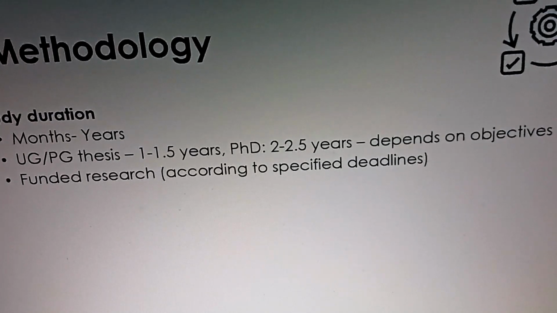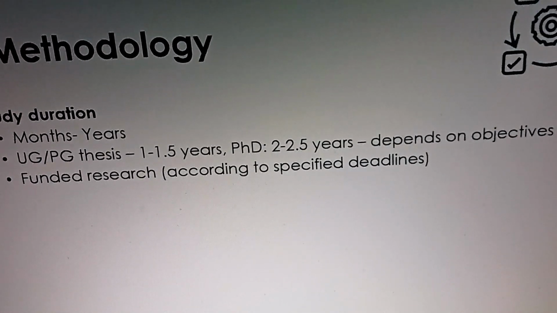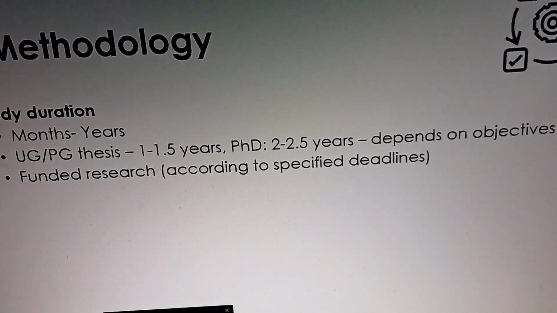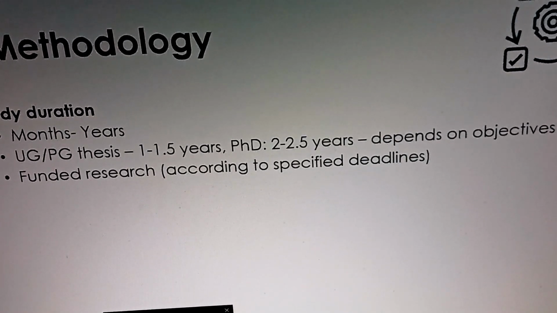and it can vary from months to years depending on the study design and methodology you are proposing. Usually, the undergraduate and postgraduate theses are given a time of 1 to 1.5 years, and PhDs are 2 to 2.5 years. Again, it depends on the objective. Usually, the PhD studies, especially the data collection, complete within 2 years.